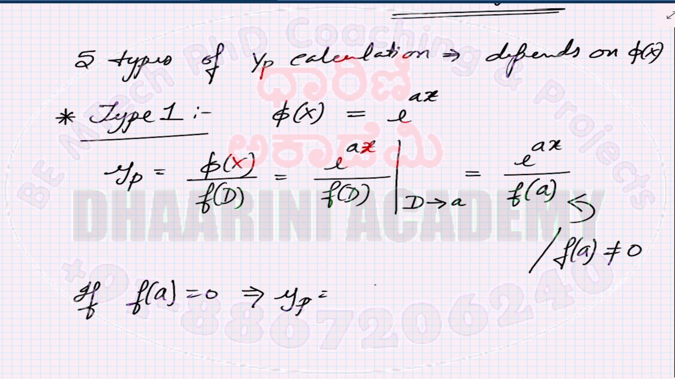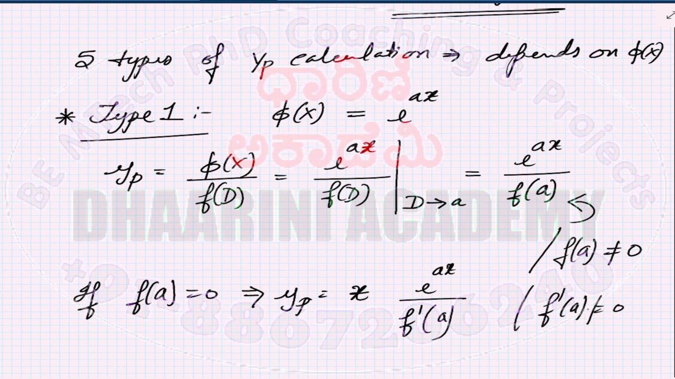So what I do is multiply the whole thing, whatever you have here, with x. So x into e to the power ax. In the denominator you differentiate: instead of f of a, you have to write f dash of a. Whatever you have, f dash is the differentiation of your previous case. Anyway, I'll illustrate this in the example. x into e to the ax, but once again I have a condition that f dash of a should not be equal to 0, because once again I would have an infinite answer.